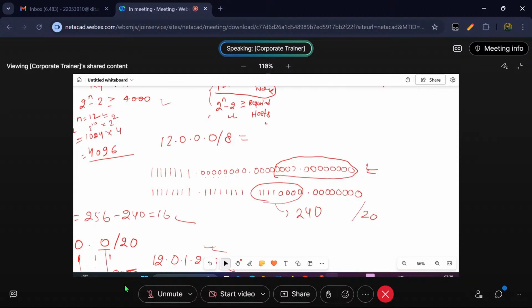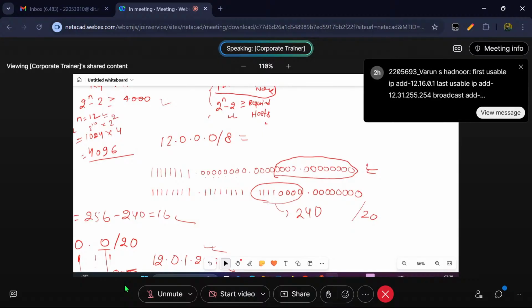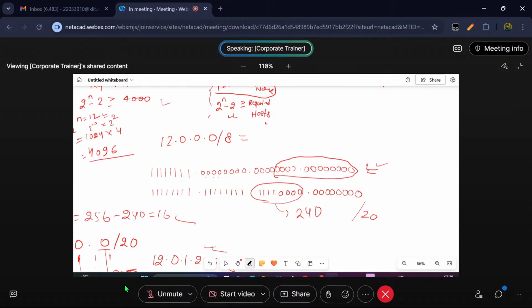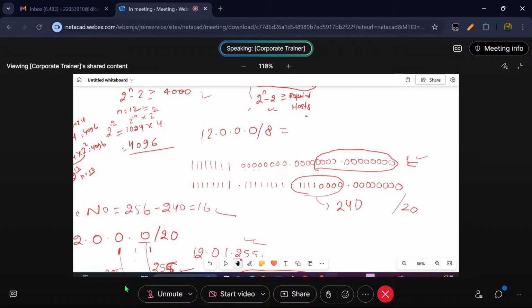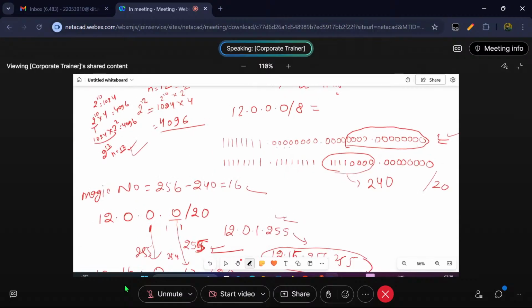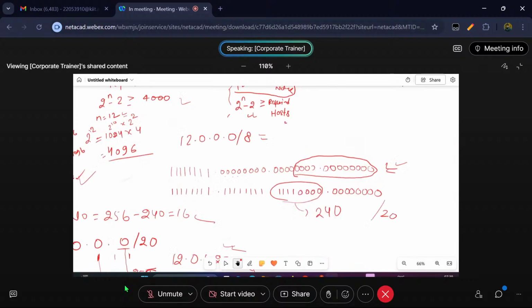If there is a requirement of network, then you have to make it 1 from left to right. But here is a requirement of 0. So from right to left, whatever subnet mask you have written here in binary form, you have to make that many zeros fixed. I got the value of n is 12, so 12 bits I have to make fixed.